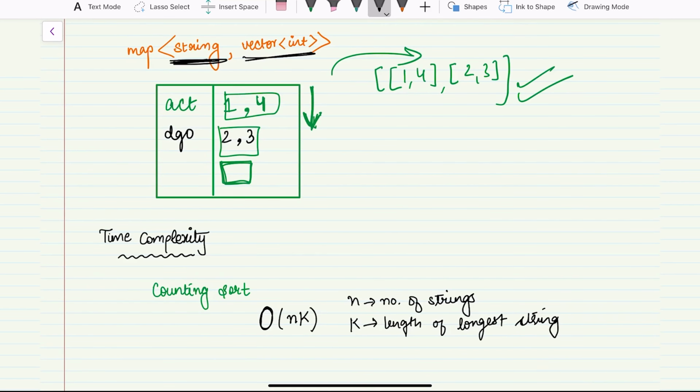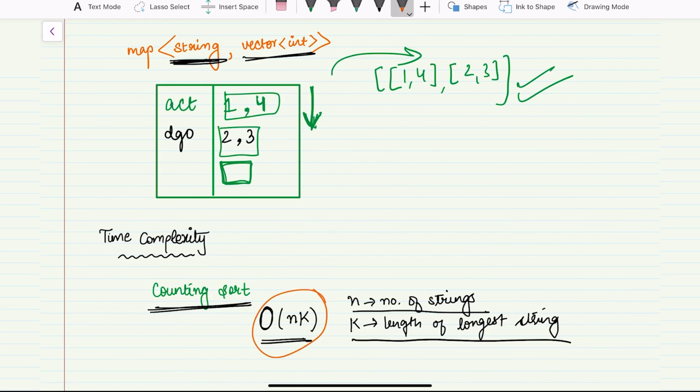So now for the time complexity, let's look at how we are going to sort the strings. For sorting the string, basically we can perform counting sort. We are able to perform counting sort because here the range of characters is fixed, right, which is 26. So we have 26 characters and therefore the complexity is going to be order of n into k, where n is the number of strings and k represents the length of the longest string. So the time complexity turns out to be order of n into k.